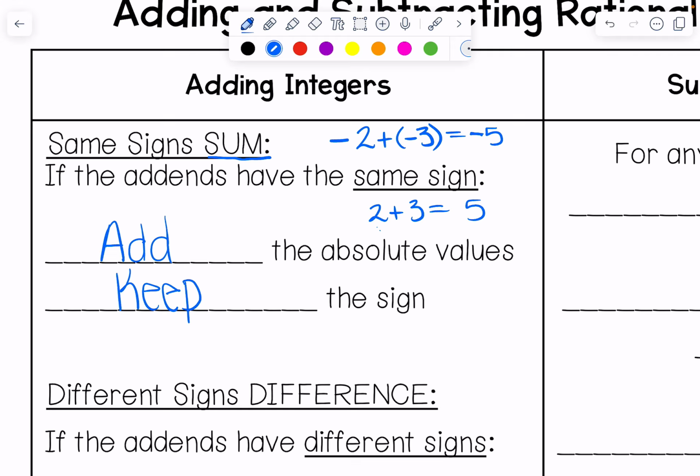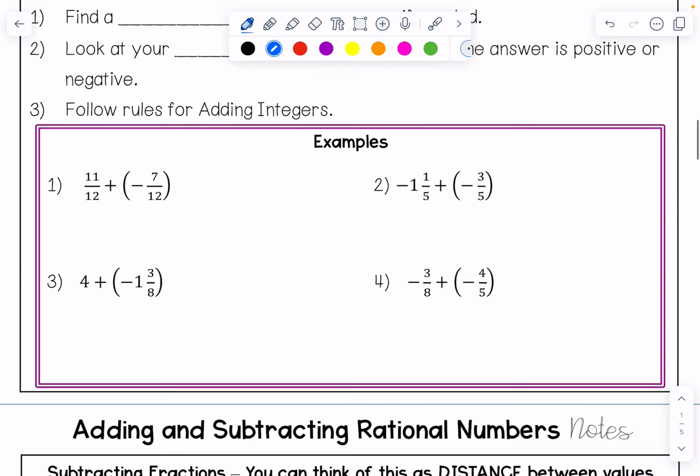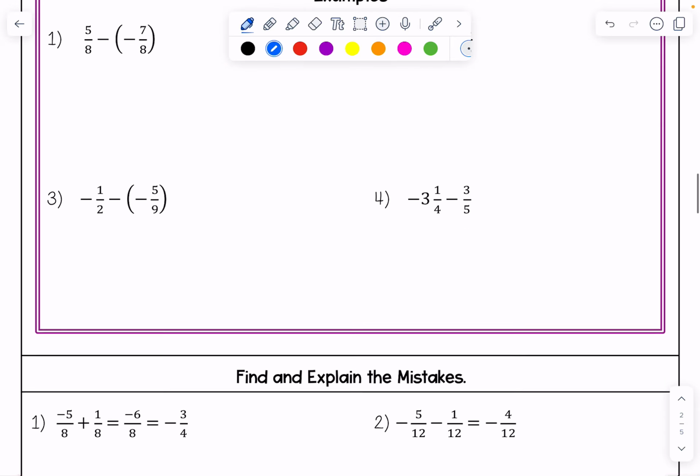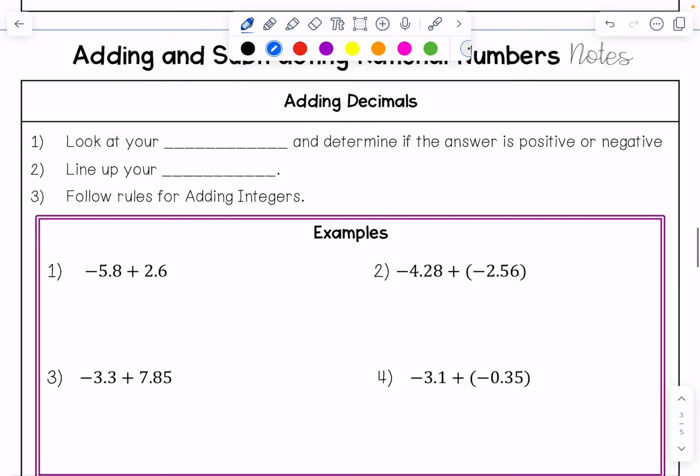First, we're going to look at some examples with same signs, and then we'll come back and look at these different signs. So in your notes, we're going to actually skip a couple of pages. We'll come back to the fractions. So I'm going to have you find this adding decimals page.